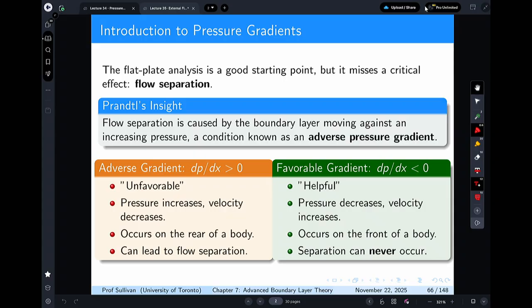gradient, which is dP/dx greater than 0, which means you have increasing pressure as you move downstream. Or favorable, where you have decreasing pressure. Increasing pressure is associated with velocity decreases. It often occurs on the rear of a body and can lead to flow separation.